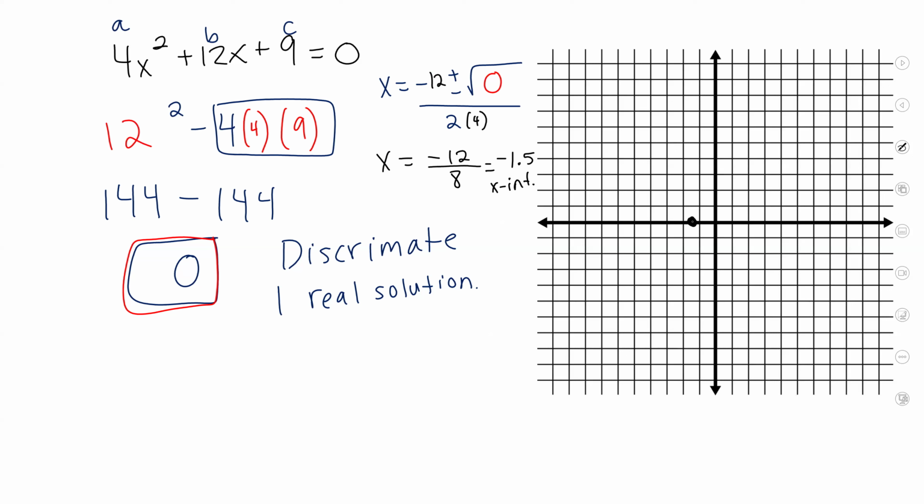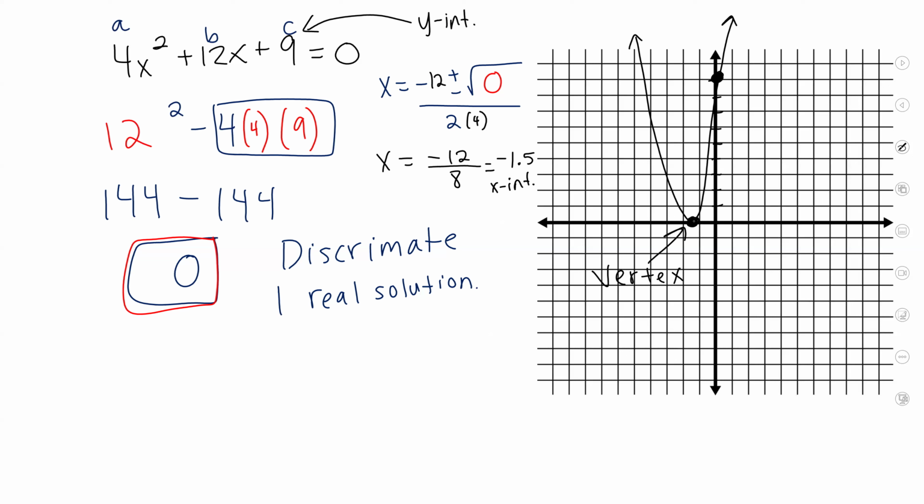Looking at my original equation, where's my y-intercept? 9, it's your c value. So that's your y-intercept, right here at 9. Okay, so it's going to look like this. Now, if you wanted to be sure and make sure that this is your vertex, I know it's my vertex because I only have one real solution and it needs to face up. So I know that that's my vertex.